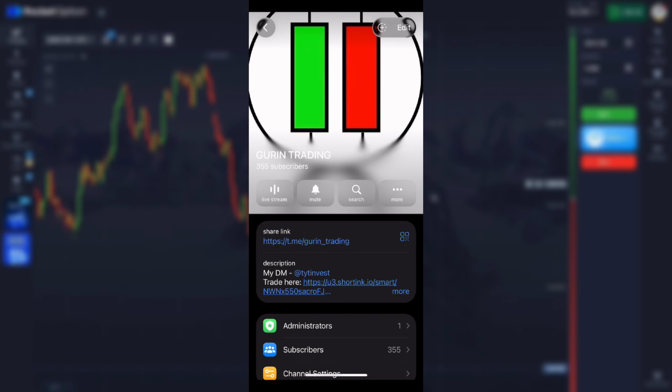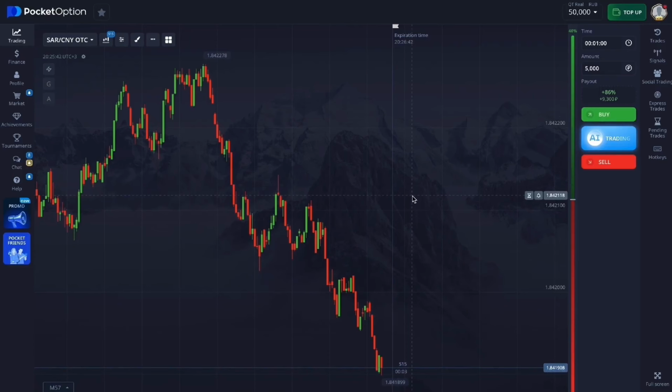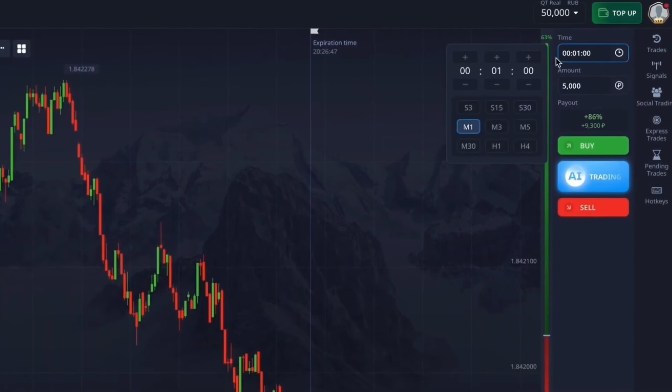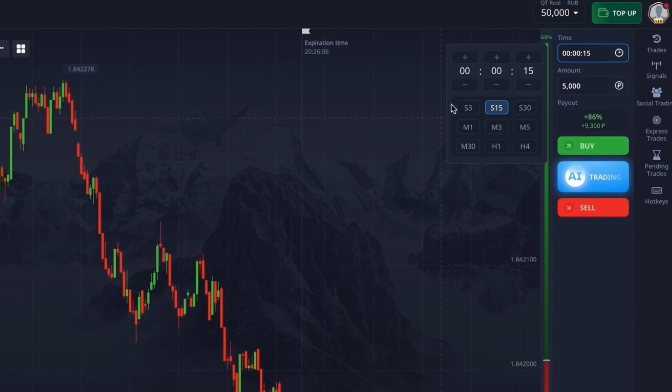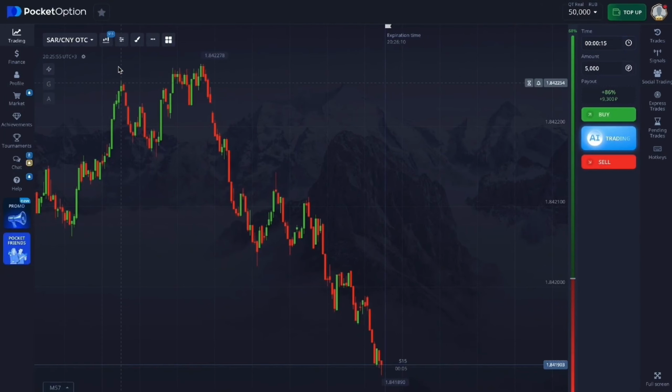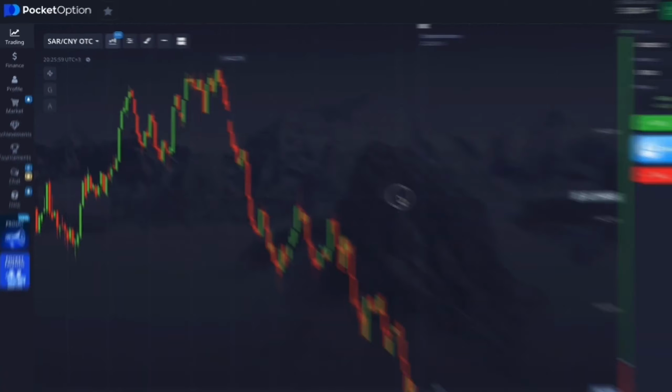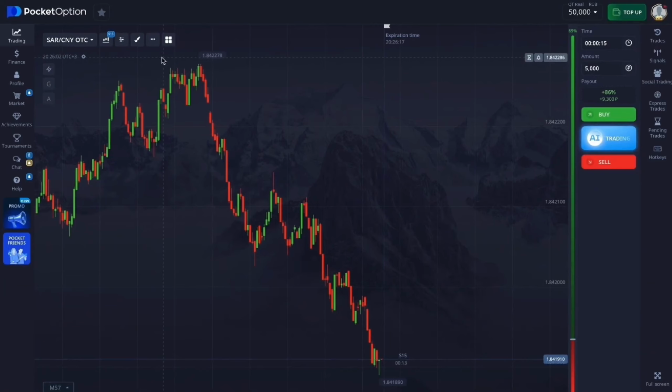Here's my contact. So for today's session, we are trading on OTC currency pairs because on OTC you can open quick, short-term trades. Our trades will last 15 seconds, and that is the reason why we are trading on OTC currency pairs today. The chart type we are using is candlestick, the time frame is 15 seconds, and as I already mentioned, we open trades for 15 seconds.